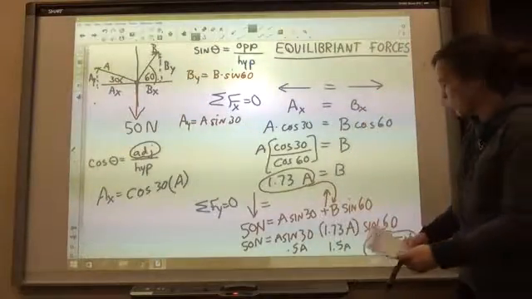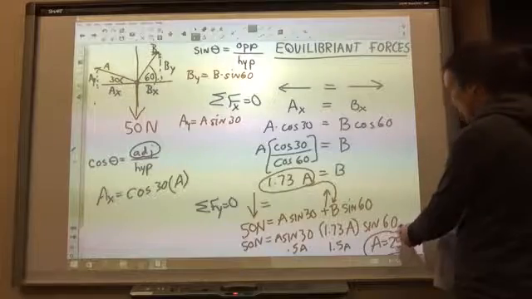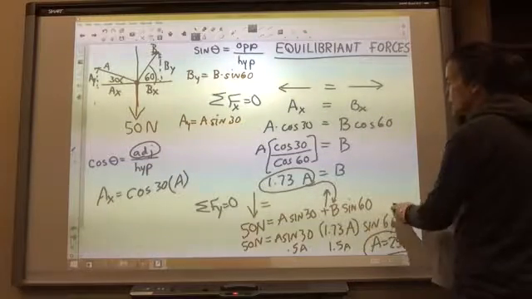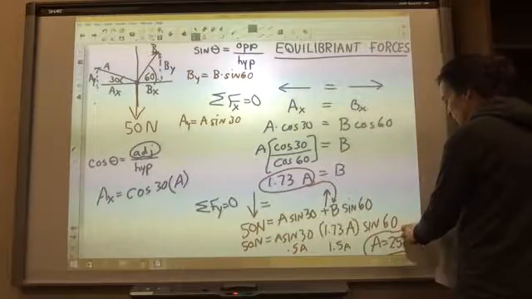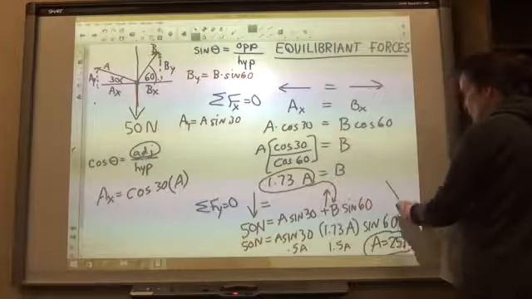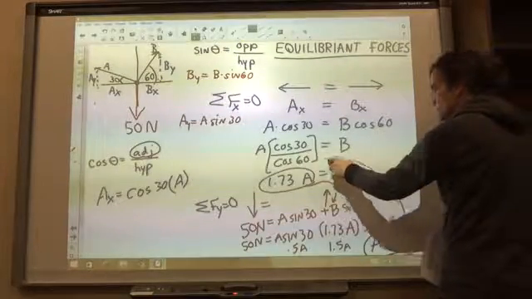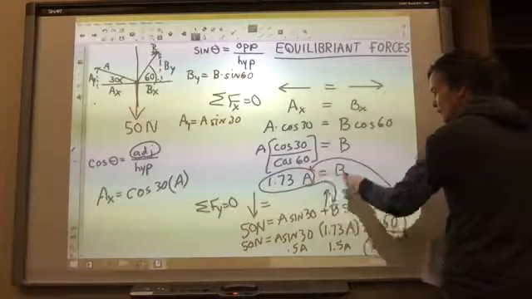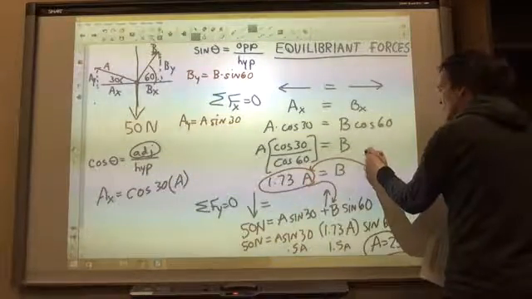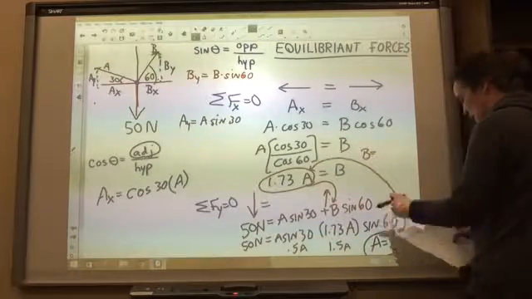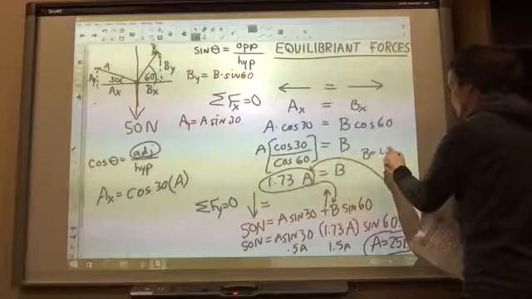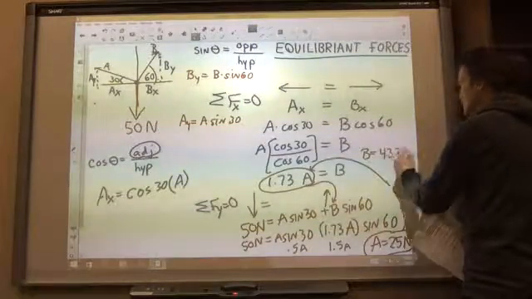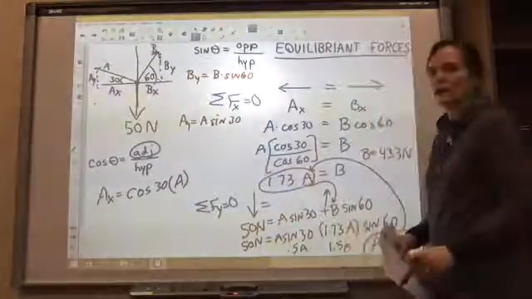How do we find what B is? We simply now take A and plug it back into this equation here. So we have 1.73 times 25 is equal to B, and we can then say that B is equal to 43.3 newtons, and that's the portion that B has to pull.